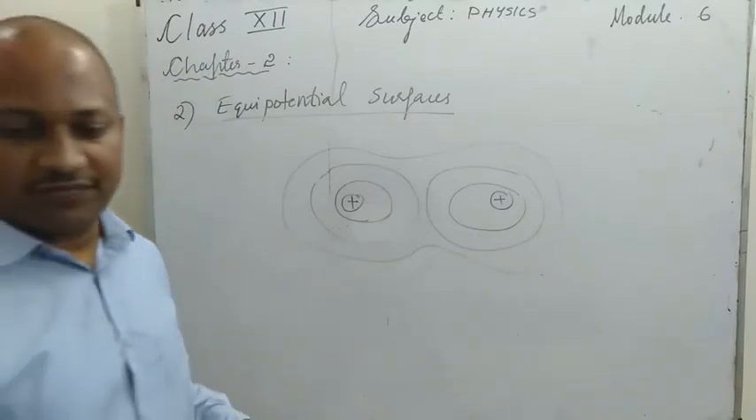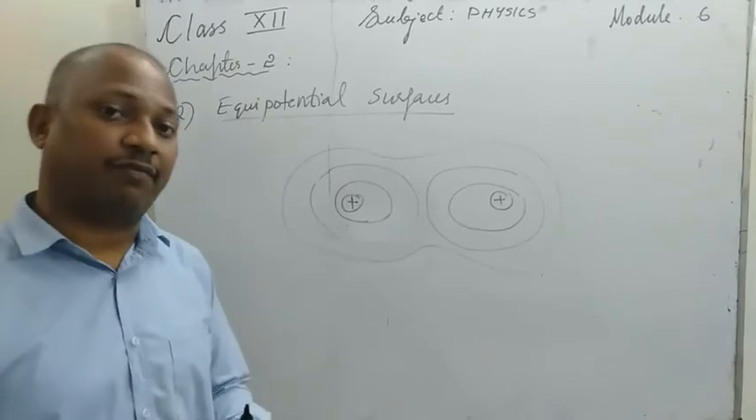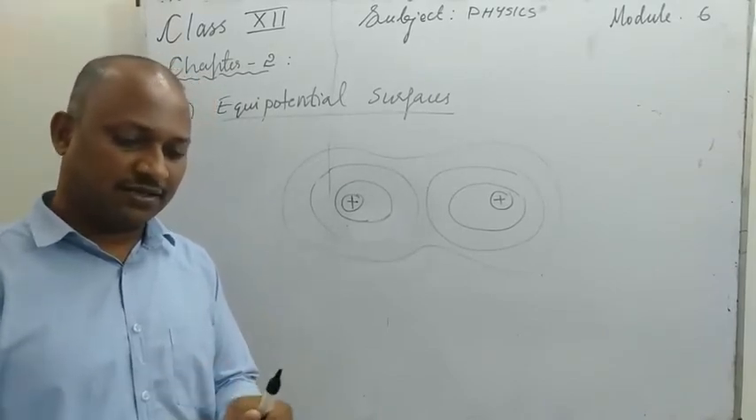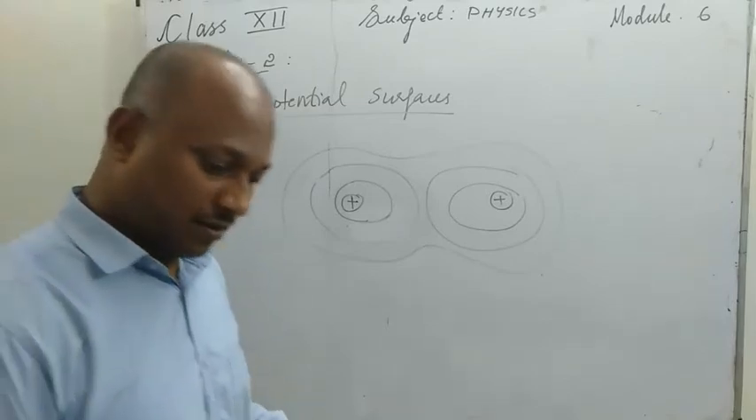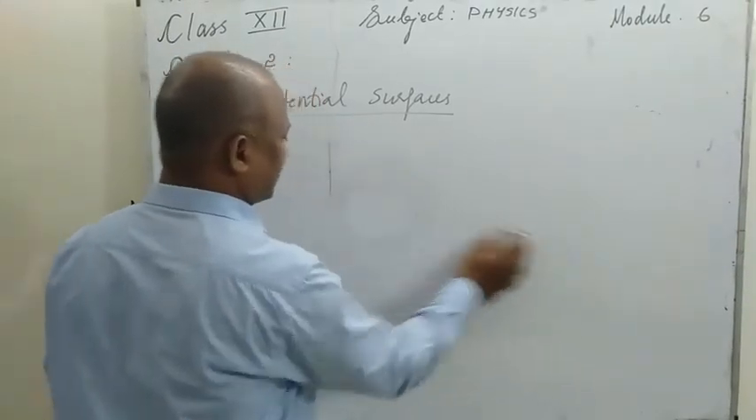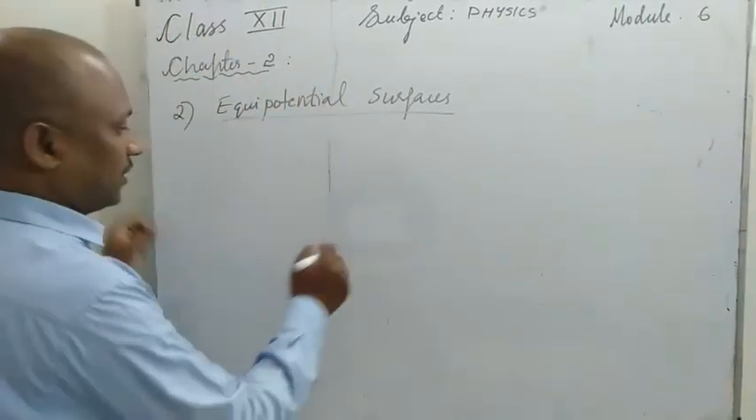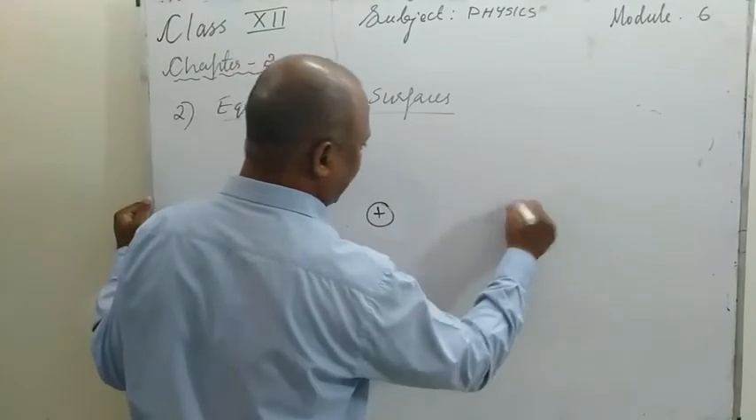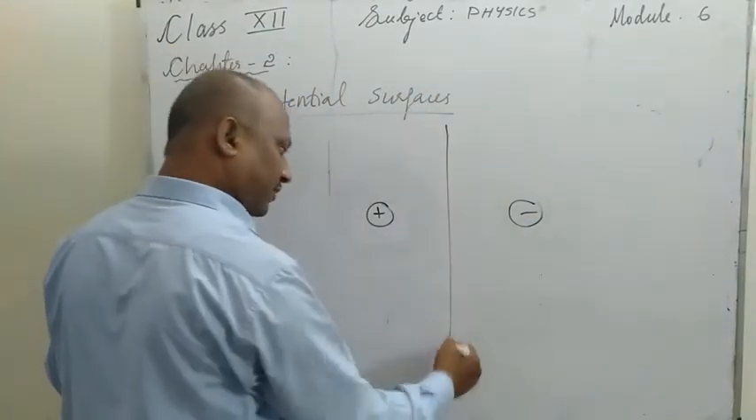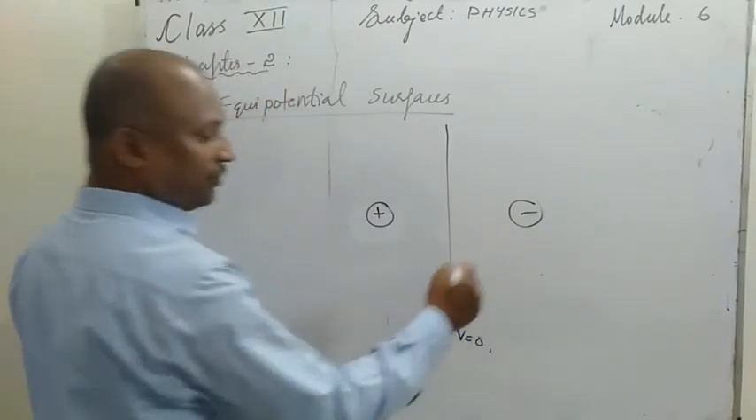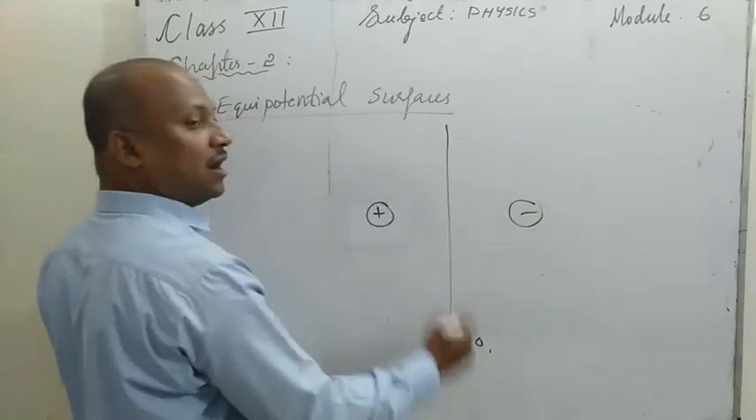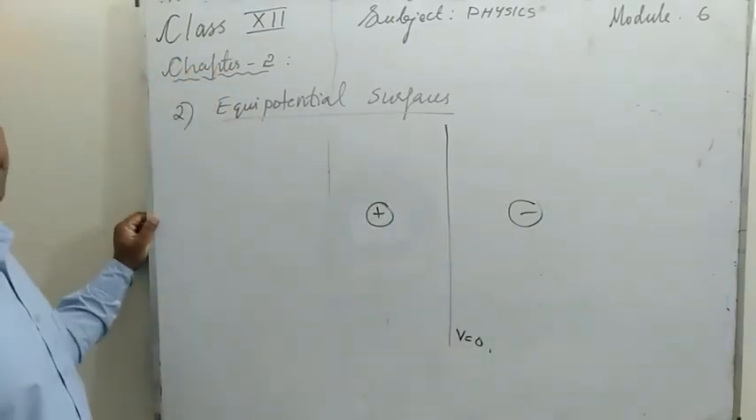But when we talk about one positive and one negative, meaning an electric dipole, there is a difference in the equipotential surface. One surface is the equatorial plane itself. On the equatorial plane, the potential is 0, because here is plus kq upon r and here is minus kq upon r, and the total potential is 0.